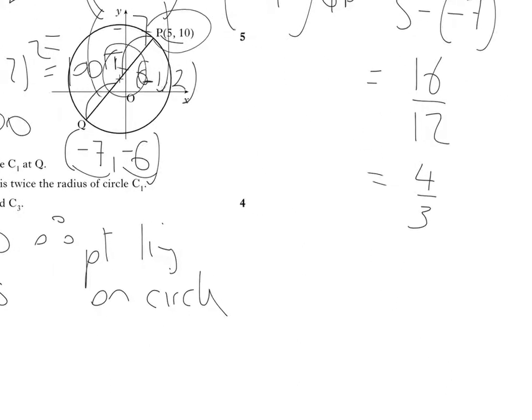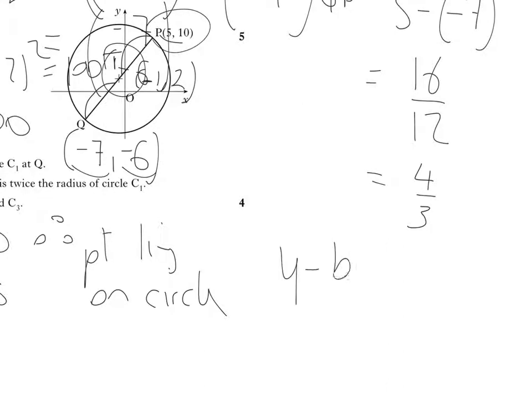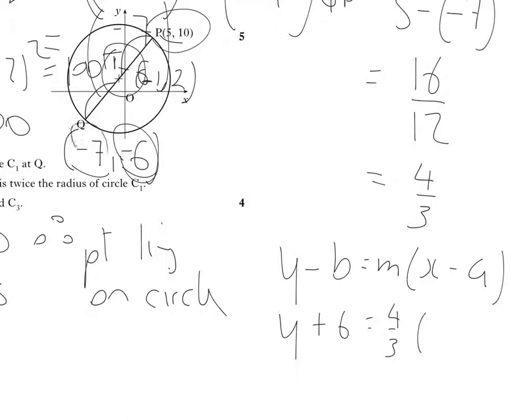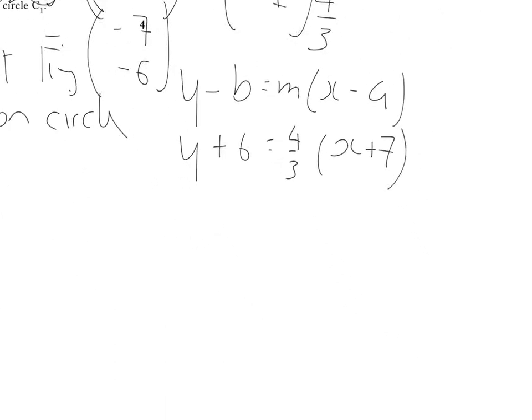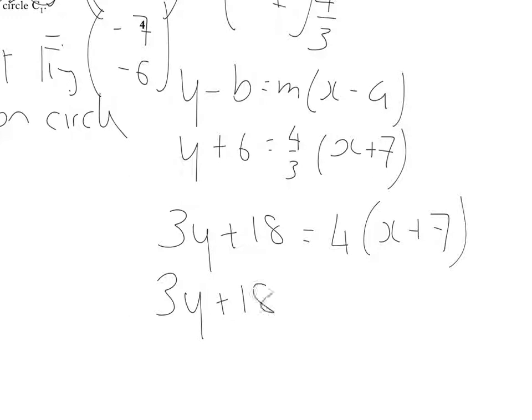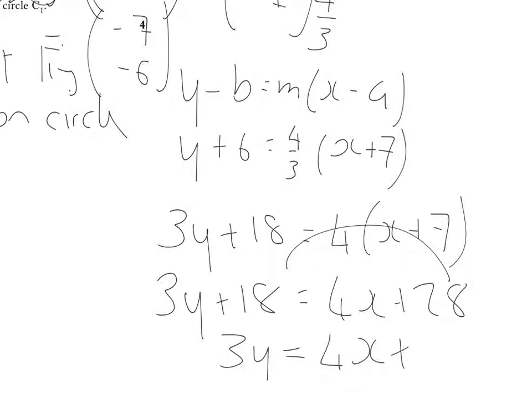I've got the point, which is (−7, −6), and I'll put that into y − b = m(x − a). So that's y + 6 = 4/3 (x + 7). Next I'm going to multiply through by 3, so it'll be 3y + 18 = 4(x + 7). It's 3y + 18 = 4x + 28. Bring the 18 across, make it minus, and that will be 3y = 4x + 10.